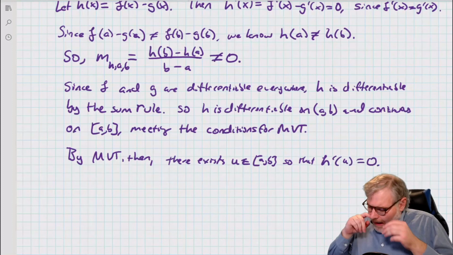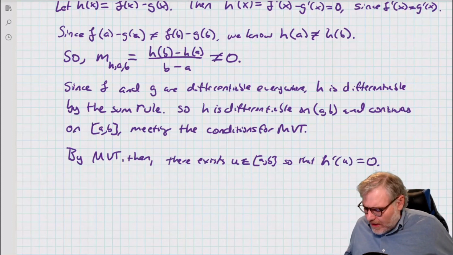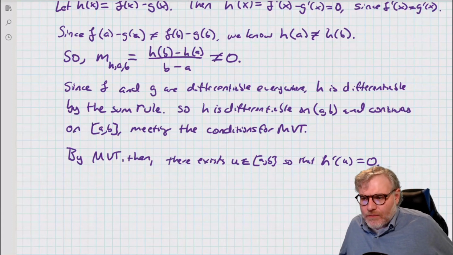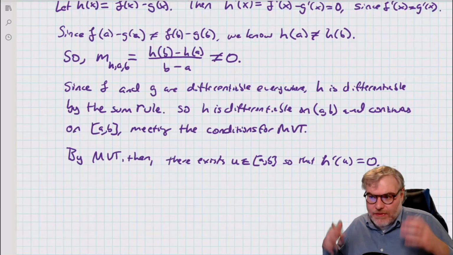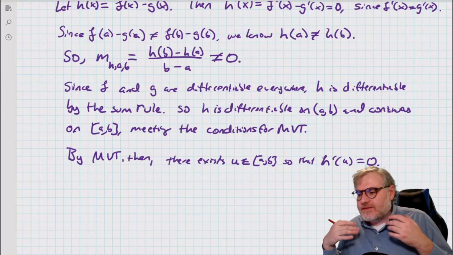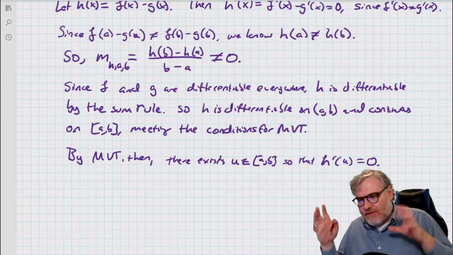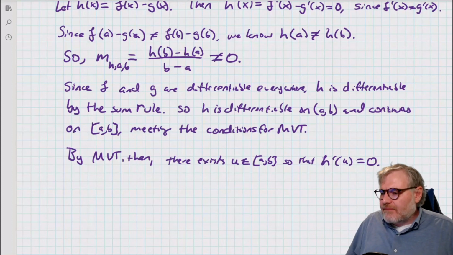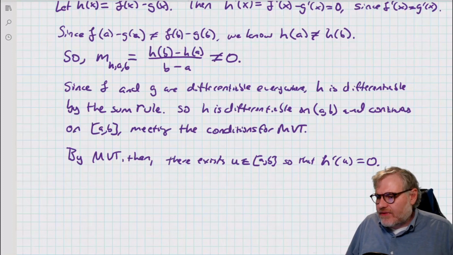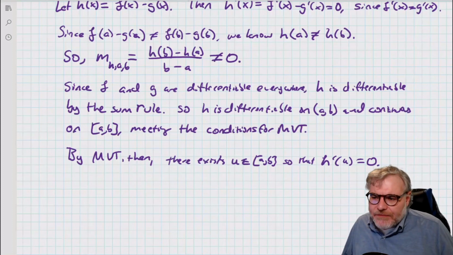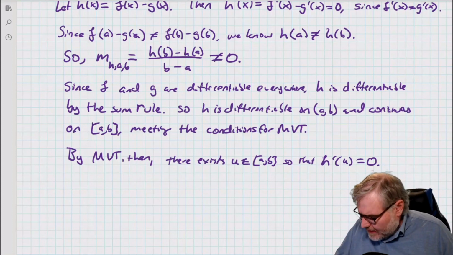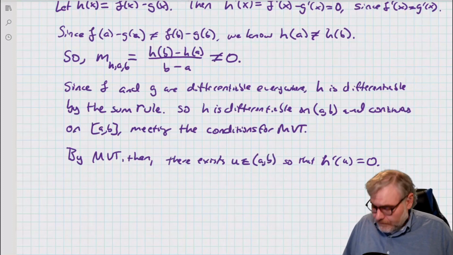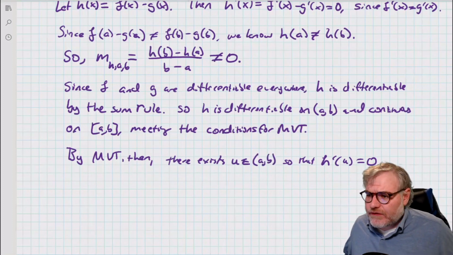So I know it's differentiable everywhere. F and G are differentiable everywhere. So H is differentiable by the sum rule. H is then differentiable on AB, and H is continuous everywhere, therefore continuous on the closed interval. Okay? And that means I meet the conditions for the mean value theorem. By the mean value theorem, then, there exists a u in AB, that should be the open interval, so that h prime of u equals 0.